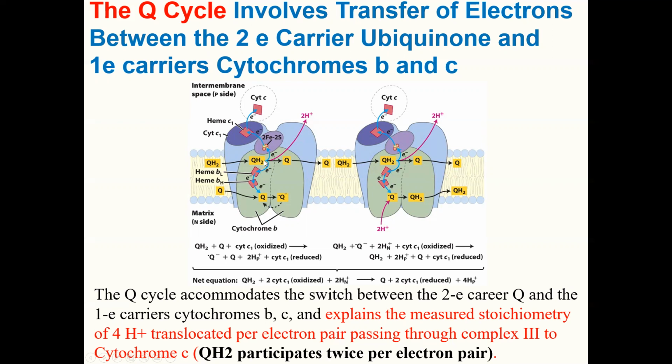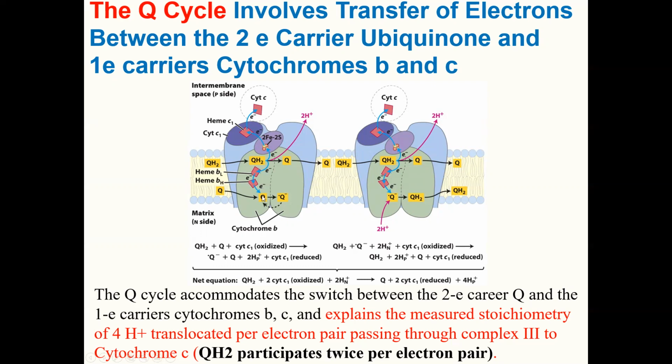So 1 electron from QH2 goes through the iron sulfur center to cytochrome C. The other electron flows down, as you are seeing, through heme BL and heme BH to an oxidized molecule of Q.